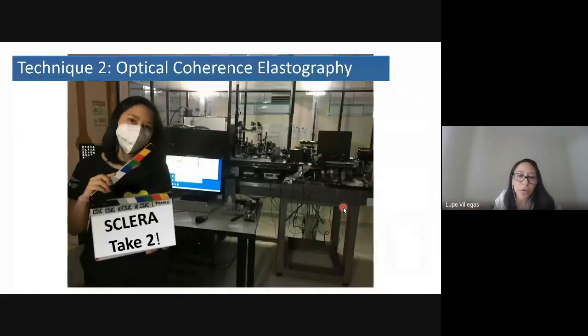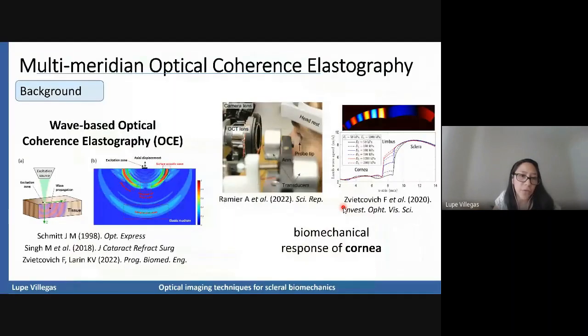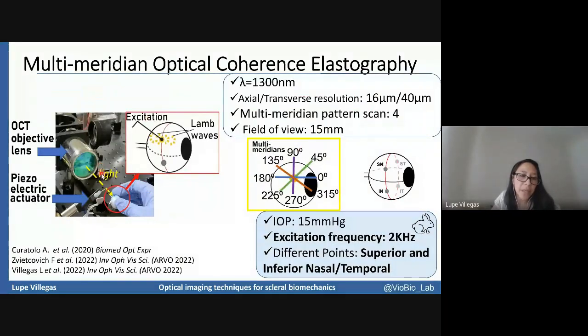The second technique I'm going to focus on is optical coherence elastography. Optical coherence elastography has been developed to characterize tissue, and in optics in general, we can determine with this technique the biomechanical response of the cornea. Our current system is a piezoelectric actuator coupled to an OCT system. So it means that we have a small probe that is vibrating at 2 kilohertz, and we are taking images during the generation of the waves that go through the scleral tissue.